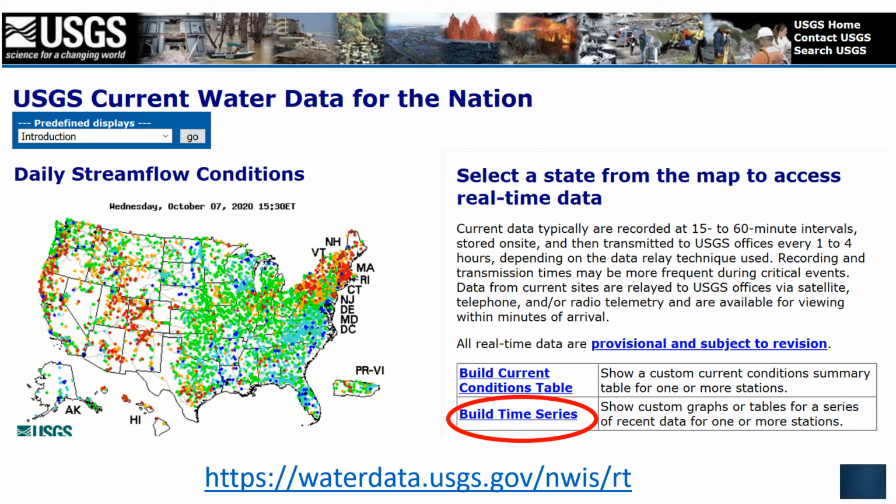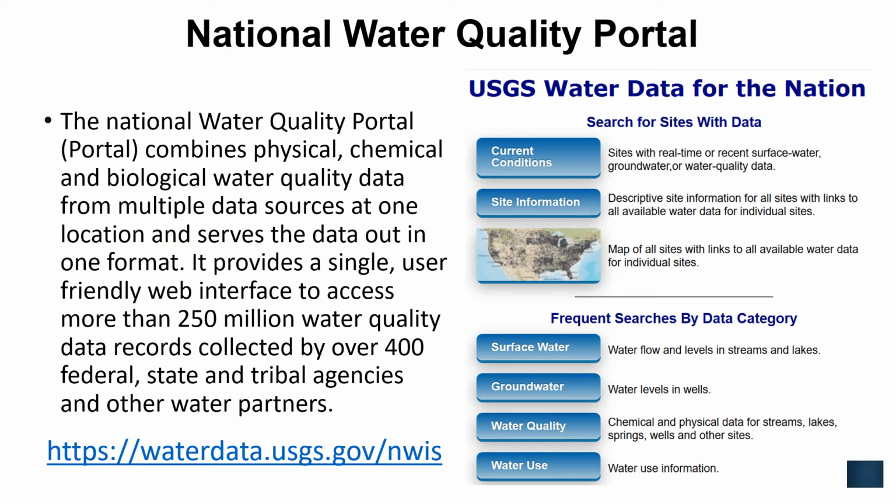The answer is yes. Here's an example of some online data. This is found at the Current Water Data for the Nation website, and you see that the map is much more populated than what we were seeing on the Globe Visualization website. The National Water Quality Portal, or the portal, brings over 250 million water quality data records collected by over 400 federal, state, and tribal agencies, as well as other water partners. You're able to see current conditions, site conditions. You can search for surface water, groundwater, general water quality, water use.